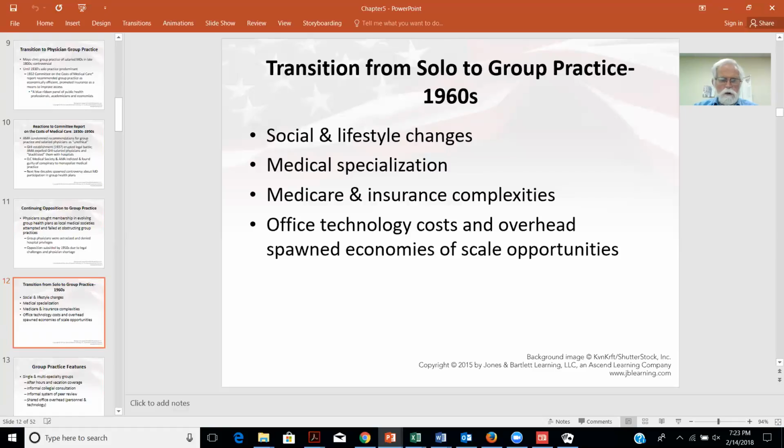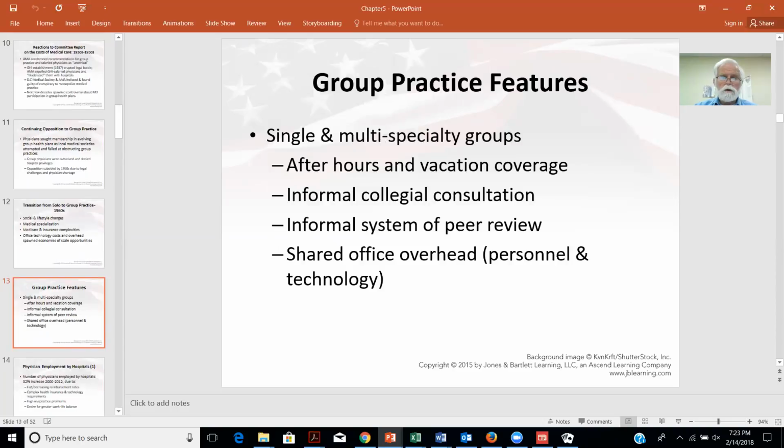A lot of times group practices were denied the right to have hospital privileges. But that started changing, especially during the time that Medicare started to appear and medical specialization started appearing. The costs of running an office, from a technology and overhead standpoint, also spawned opportunities for group practices to cut the average cost for the physician.